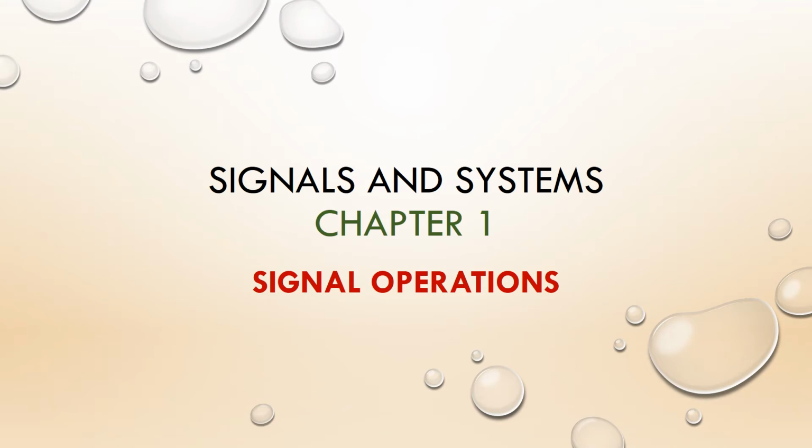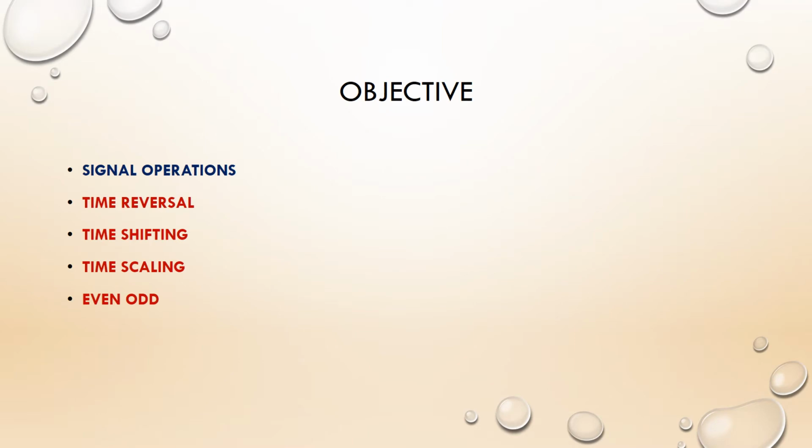As far as signals and systems is considered, signal operations play a very important role. Alternatively, the mechanism is also referred to as signal transformation. So in this small presentation, we will discuss signal operations, that is time reversal, time shifting, time scaling, and even-odd classification. We have already defined how signals are classified, or what we mean by an even signal or odd signal.